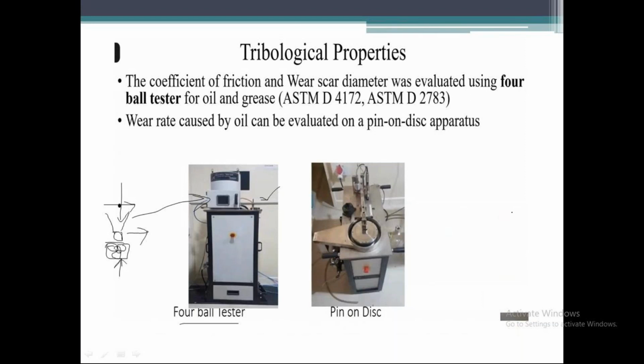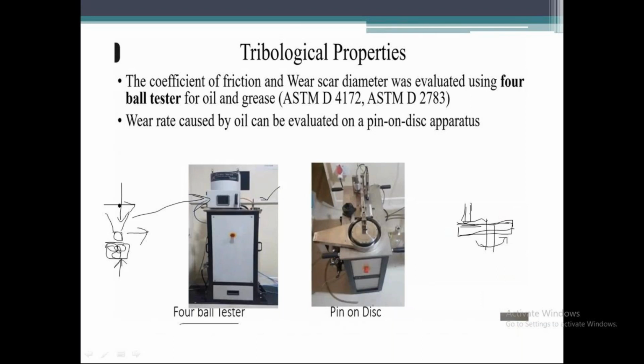So the pin will be there touching onto a disc. Here you will place the lubricant in between, and the disc will be rotated. Sorry, I'm drawing with a mouse, so it may not be that clear. If you see, the bottom portion is the disc. So we have a pin here rubbing onto the disc. If you pour a lubricant here and you rotate this disc, you will see how much friction is getting reduced.